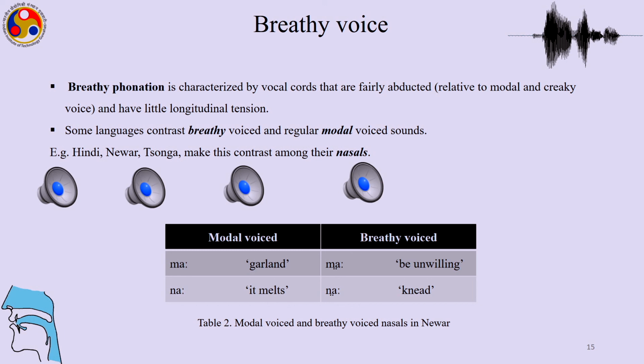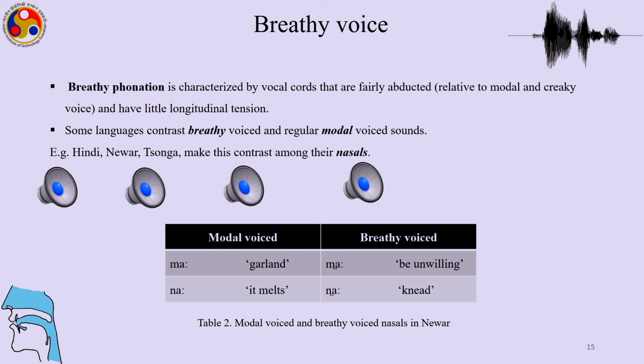So, the examples that I will play here are from Newar. Ma, ma, na, na, na. So, you hear this modal voice ma versus this breathy voice. Ma. And some languages contrast breathy voice and regular modal voice sounds, which you just heard from Newar.